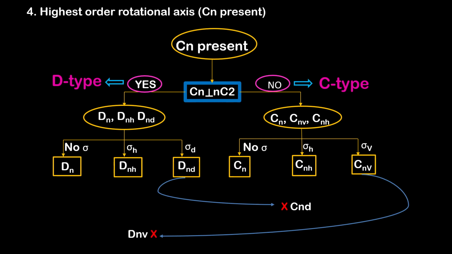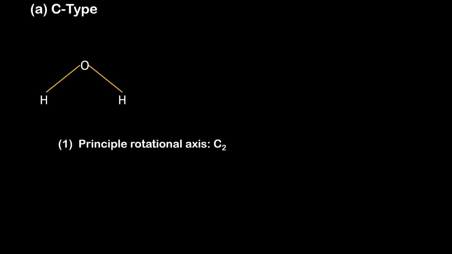Let's take some examples for better understanding. First, C type of the point group. Here the example of water molecule. First, is there any principal rotational axis present? Yes, it is C2. C2 is present in the water molecule that we have discussed earlier. Second, is there any Cn perpendicular and C2 present? No.